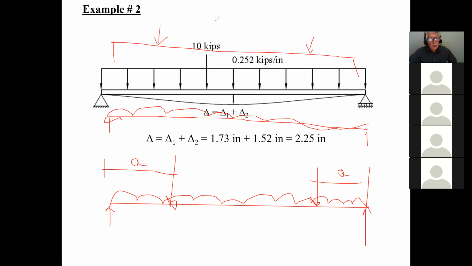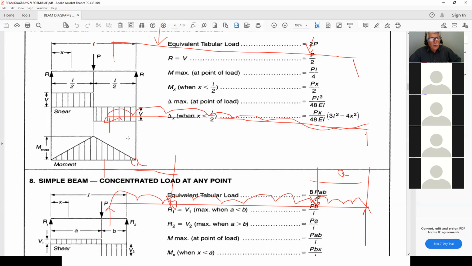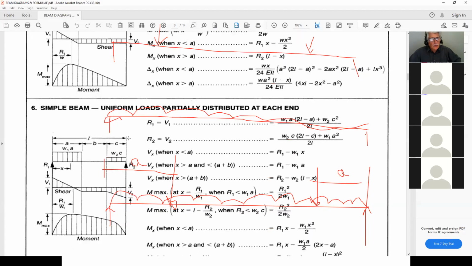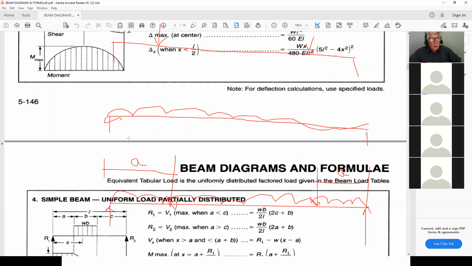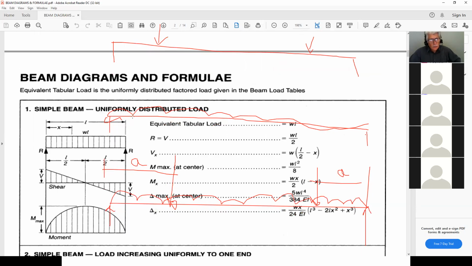And so if I go back to the beam diagram, I would definitely use this diagram here to calculate for the uniformly distributed load, like we've done so far. Okay. And if I wanted to calculate deflection at the middle, I would calculate it for this one.